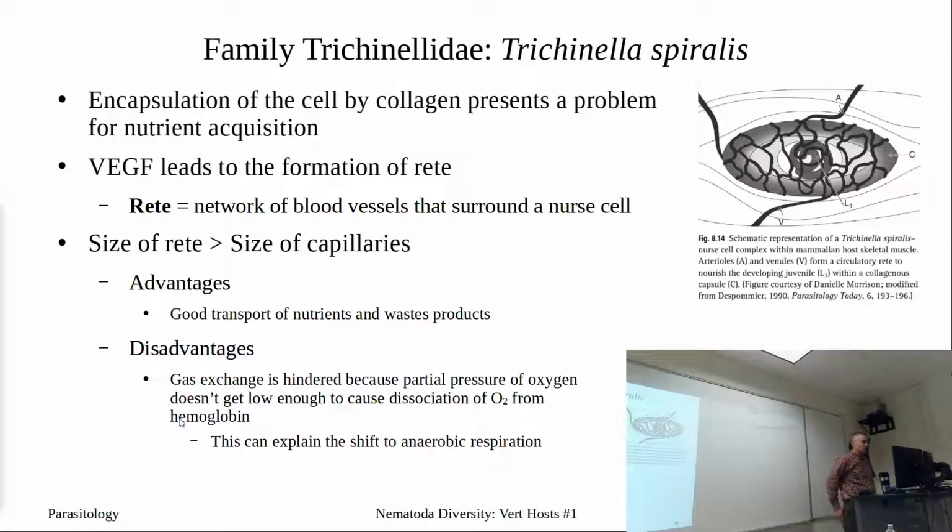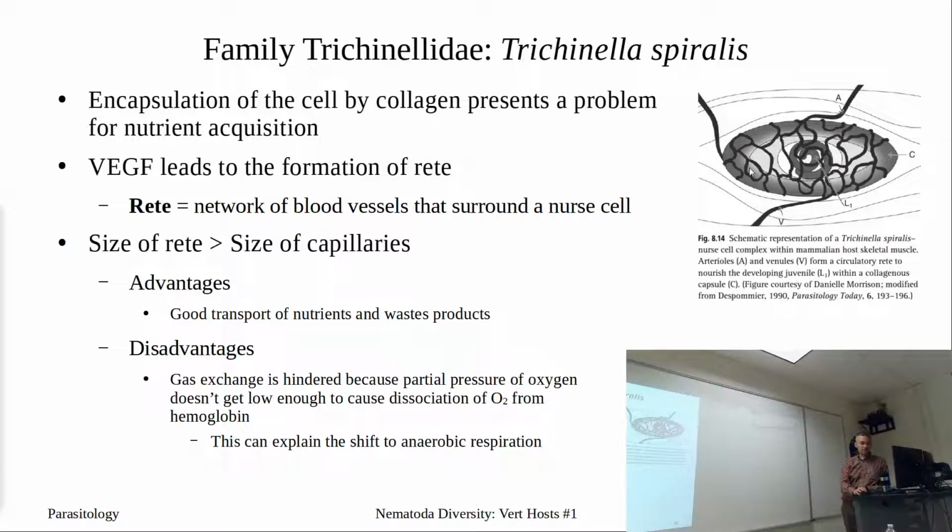All right. So speaking of VEGF, encapsulation presents a problem. It's going to limit nutrient acquisition, gas exchange and so on. Now the VEGF is kind of the counter strategy to that encapsulation. This VEGF is going to promote blood vessel formation and cause a network of blood vessels to form around that nurse cell. That network of blood vessels is called RETE, R-E-T-E. And this would be a schematic of it.